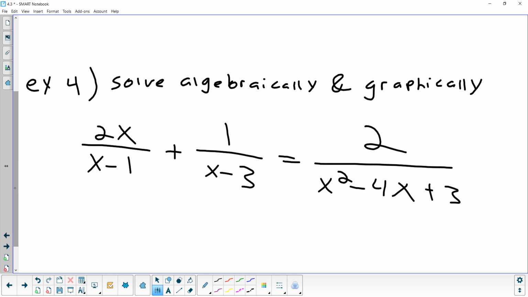Here's an equation with 3 rational expressions. 2x is a polynomial, x minus 1 is a polynomial. When you put them in a fraction, that's called a rational expression. And when you put a bunch of them and put an equal sign between them, that's a rational equation. So we'll look at how we solve something like that.